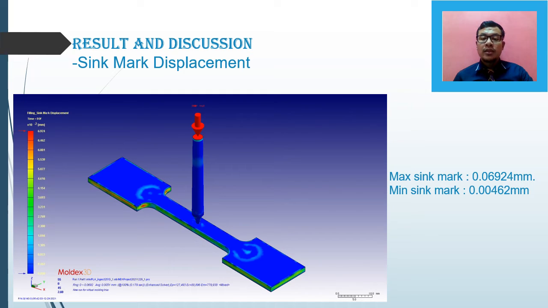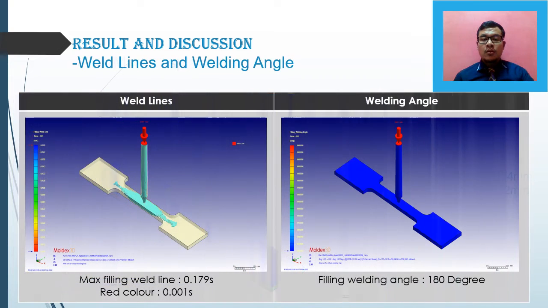For the sink mark displacement, the maximum value is indicated by the red color, which is 0.06924 mm, and the minimum is indicated by the blue color, which is 0.00462 mm. For the weld line, the maximum filling weld line is 0.179 second, and the red color shows the value 0.001 second. The welding angle of this simulation is 180 degrees.